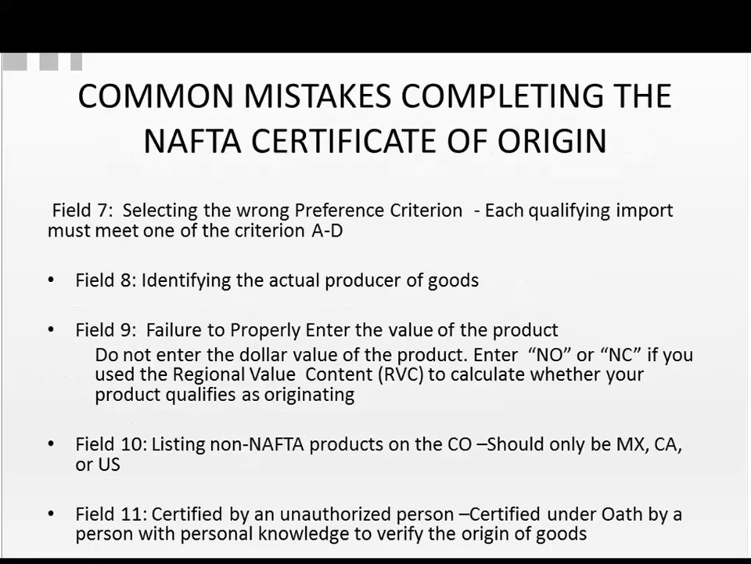Field number 7, in many cases the mistake is made selecting the wrong preference criterion. Each qualifying import must meet one of the criteria, in general, A through D. There are other ones, but most of them are A through D. Field number 8, the mistake that is made is identifying the actual producer of the goods.